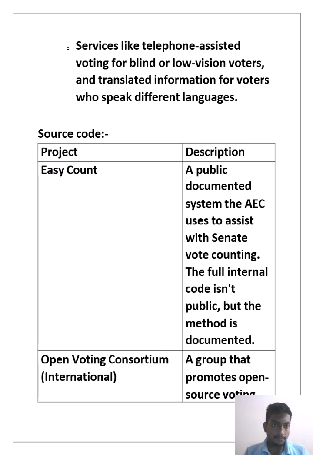Source code, project and their description. Easy count. A publicly documented system the Australian Election Commission uses to assist with the Senate vote counting. The full internal code isn't public, but the method is documented.